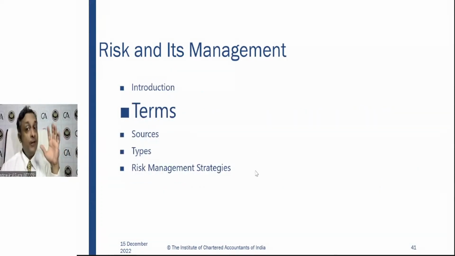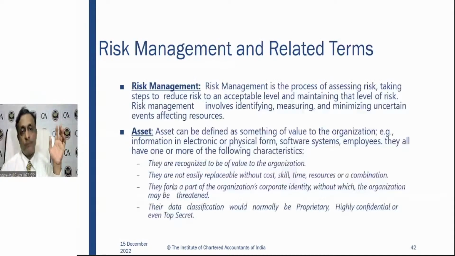And this is very, very, very important. Terms. Risk management and related terms. Risk management is the process of assessing risk, taking steps to reduce risk to an acceptable level, and maintaining that level of risk. Risk management involves identifying, measuring, and minimizing uncertain events affecting resources. A lot of things are there. Read it again. Process of assessing risk, so that is the risk. Steps to reduce the impact of the risk to an acceptable level.